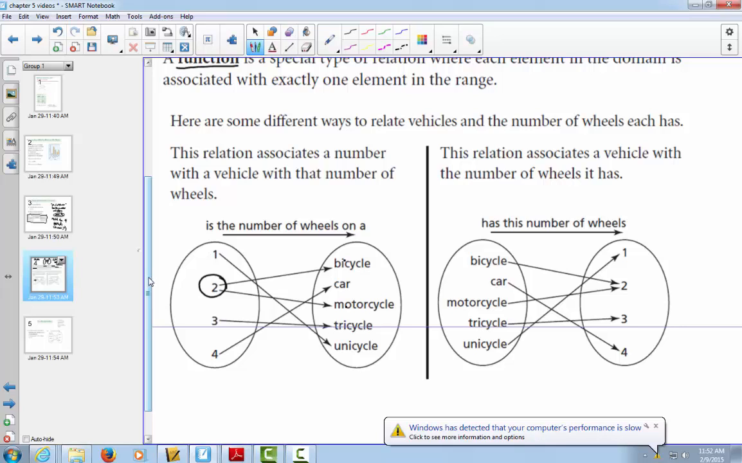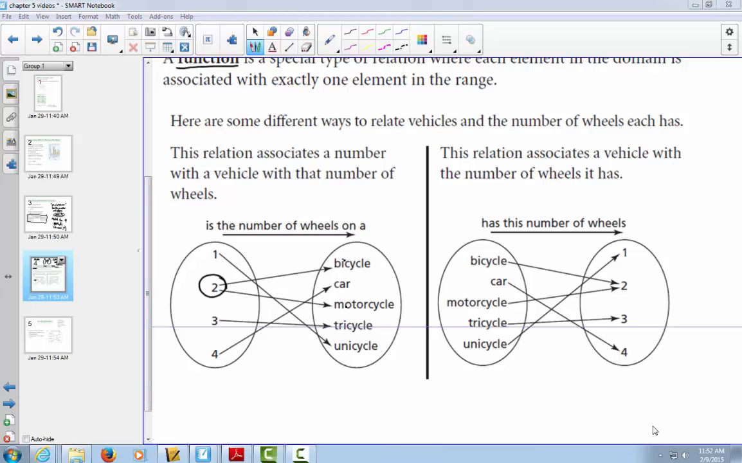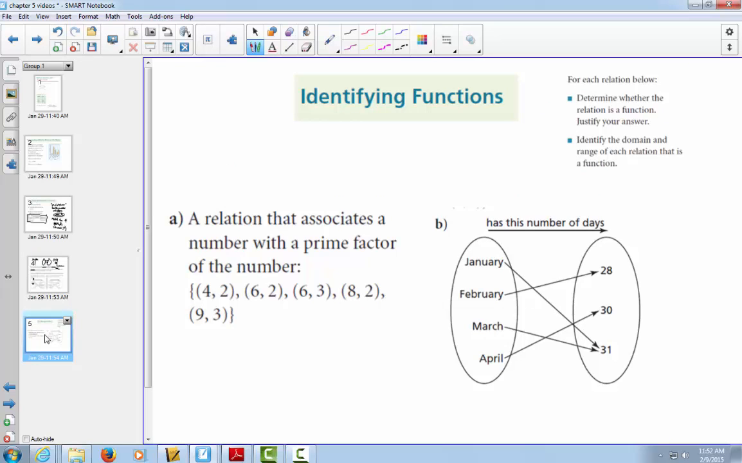A bicycle can only have two wheels. A motorcycle only has two wheels. This, on the other hand, is still a relation, but we're going the other way. We're going from the type of vehicle to the number of wheels. Over here, we're going from the number of wheels to the type of vehicle. These are relations. These are connections between vehicles and the number of wheels. Now, from that, we go into identifying a function. Now, remember, we said it's a special type of relation. Can only have one member in the range associated to a member in the domain.